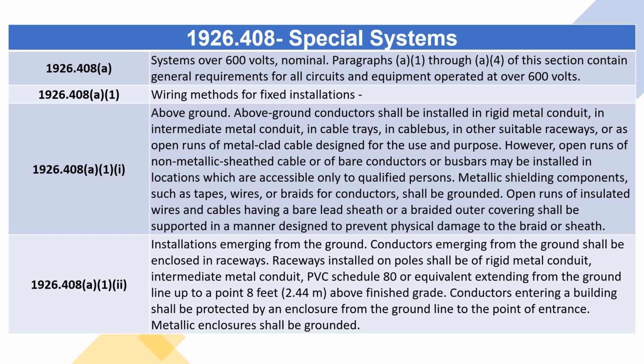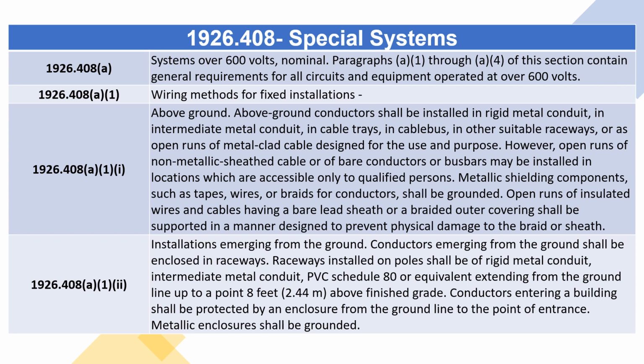Metallic shielding components, such as tapes, wires, or braids for conductors, shall be grounded. Open runs of insulated wires and cables having a bare lead sheath or a braided outer covering shall be supported in a manner designed to prevent physical damage to the braid or sheath.